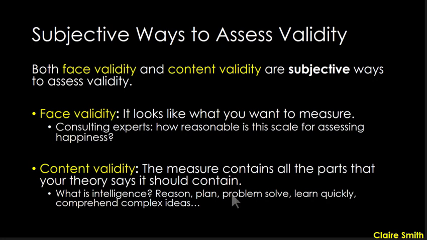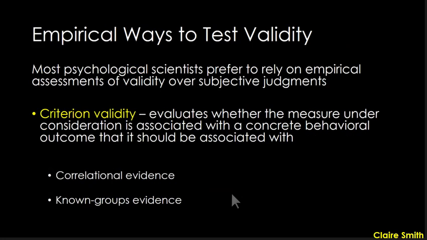Okay, so obviously it's a good place to start to assess validity, but we want to get into more empirical ways, so things that are actually tested, and most psychological scientists prefer to rely on empirical assessments over just subjective judgments. Okay, so there are ways we can do this. This is known as criterion validity. This is evaluating whether the measure under consideration is associated with concrete behavioral outcomes that it should be associated with. Okay, so we can have correlational evidence or known group evidence.